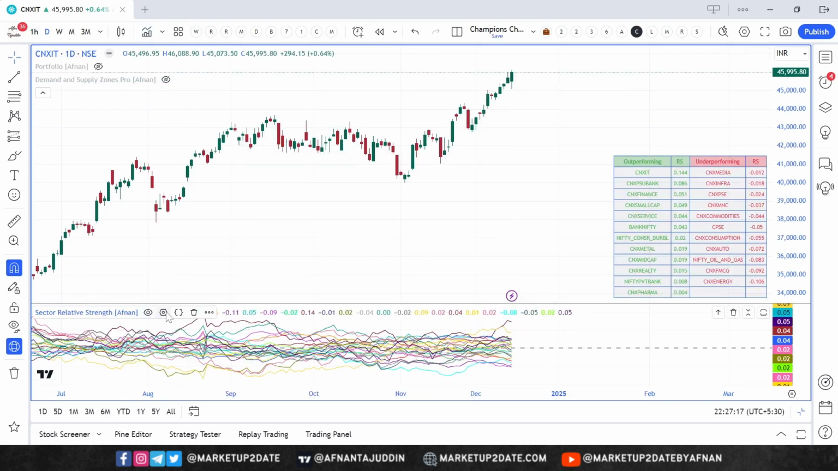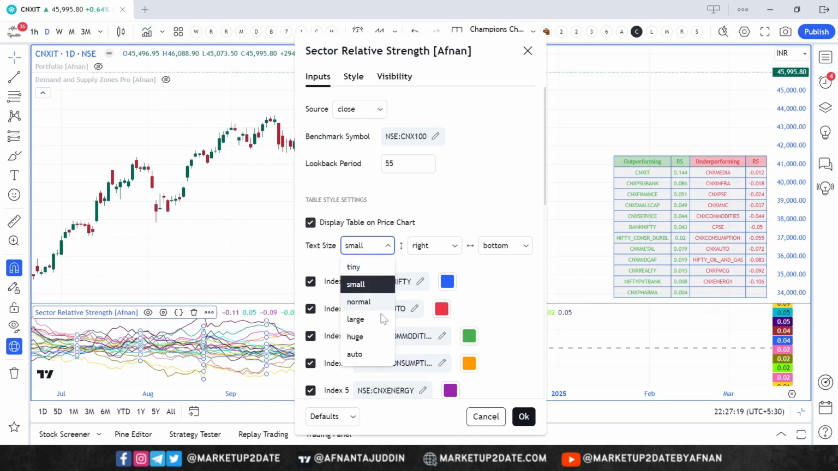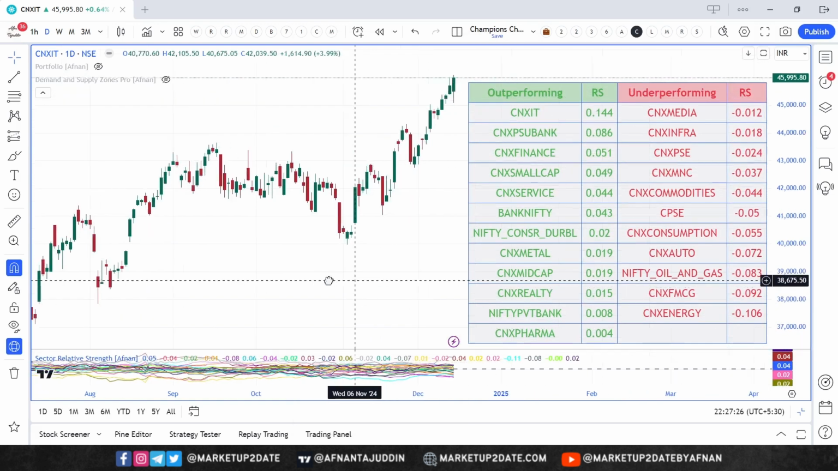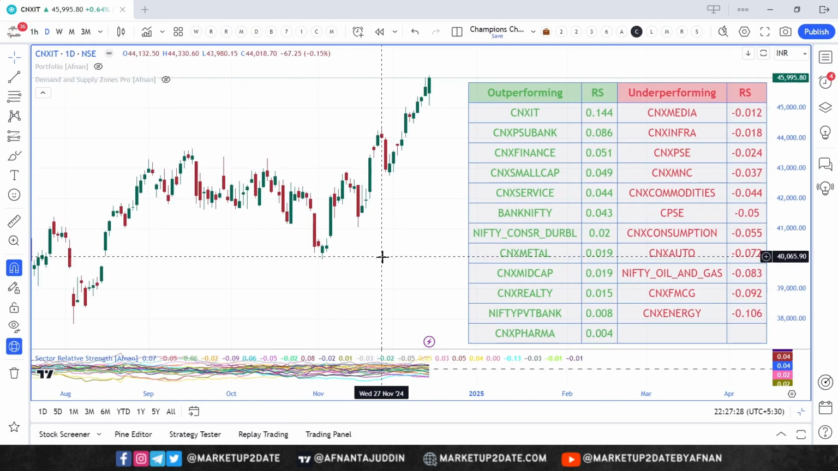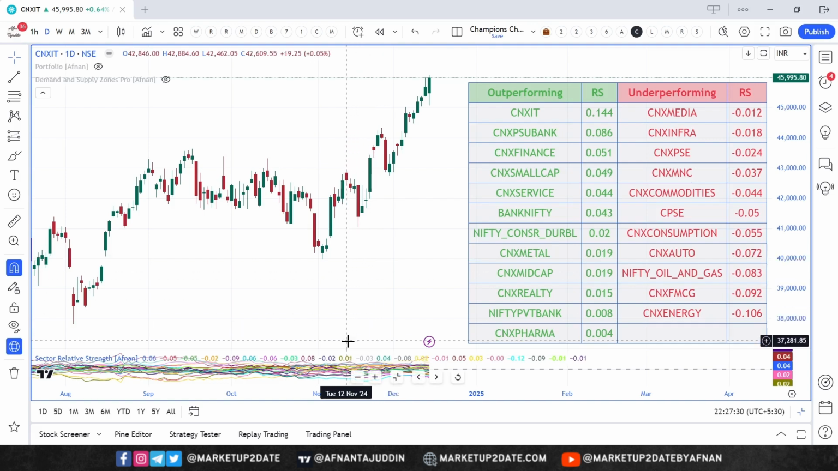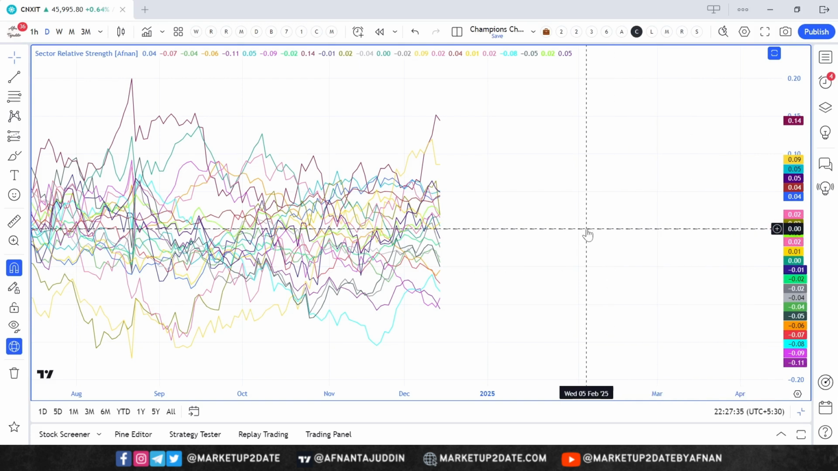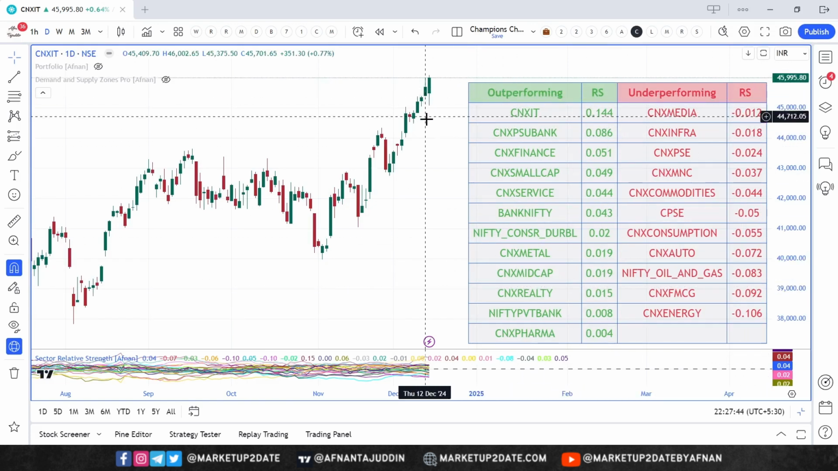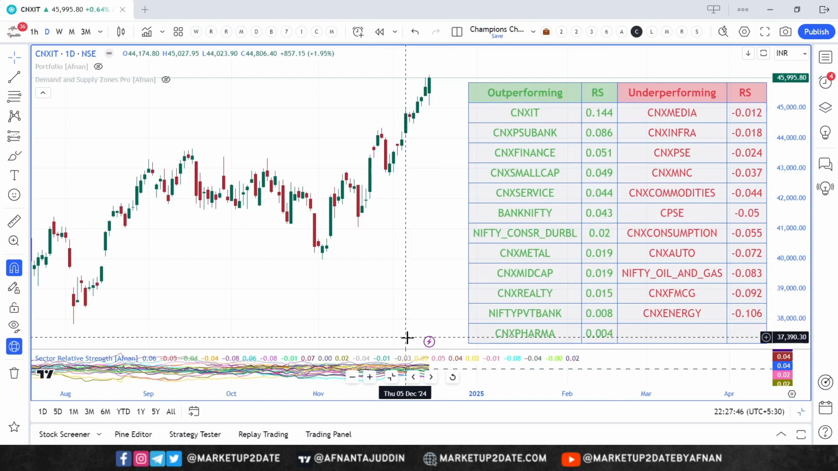The core idea here is relative strength. Instead of just looking at individual stocks, we are comparing entire sectors against a benchmark. This shows you where the real money is flowing. Sectors above the zero line are outperforming, showing strength, while those below are underperforming, showing weakness. The sortable table provides a quick ranking of sectors, making it easy to see at a glance which ones are leading and which are lagging.